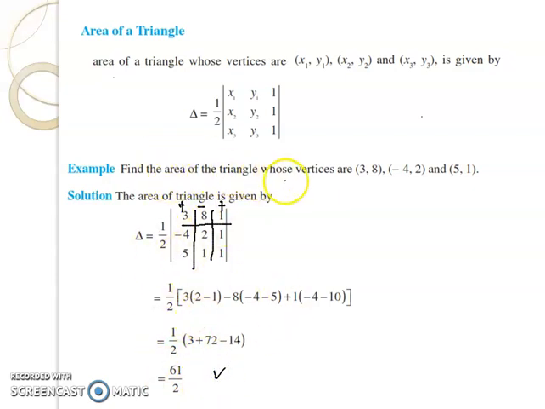So calculating area of triangle when 3 vertices are given, 3 points are given, it is very easy because you know a triangle is formed by joining 3 points. So it is very important that you must be knowing the 3 points, only then you can find the area of the triangle. Let this point be x1, y1, this point be x2, y2 and this point be x3, y3, right?